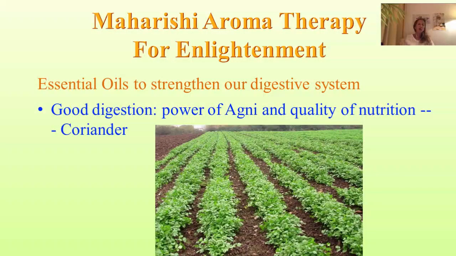So I choose coriander. Coriander is a very good essential oil to maintain a good digestion for everyone, for every dosha. Whoever is vata, pitta, or kapha could take 2-3 drops of coriander with half a teaspoon with your first spoon of your meal, lunch, and supper. So you put 2-3 drops in your spoon with your rice or your dal, and you just eat it. And this will maintain our digestive power in good quality.